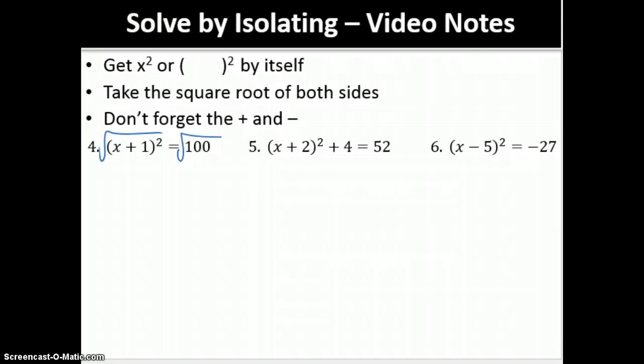When we take x plus 1 and we square it, then we square root it, we are just left with x plus 1 equals the square root of 100, which is 10. We need the positive and the negative of that, so plus or minus 10.